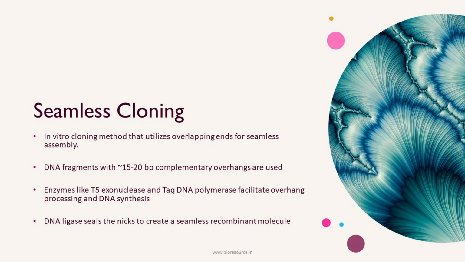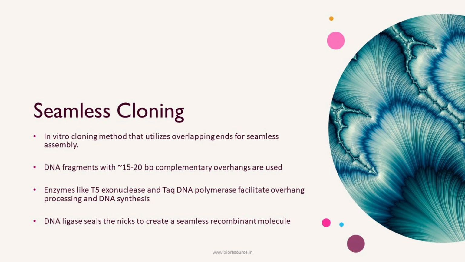Next method is the seamless cloning. Seamless cloning is an in vitro cloning method that relies on the overlapping ends of the assembly DNA fragments. In this technique, the DNA fragments are designed with complementary overhangs of approximately 15 to 20 base pairs, and enzymes like T5 exonuclease and Taq polymerase play a crucial role. The T5 exonuclease chews back on the 5' end of the fragments, resulting in single-stranded overhangs with perfect complementarity. Taq polymerase then extends these overhangs, filling any gaps and creating a double-stranded DNA molecule. Finally, DNA ligase seals the remaining nicks, resulting in a seamless recombinant molecule without any additional vector sequence.